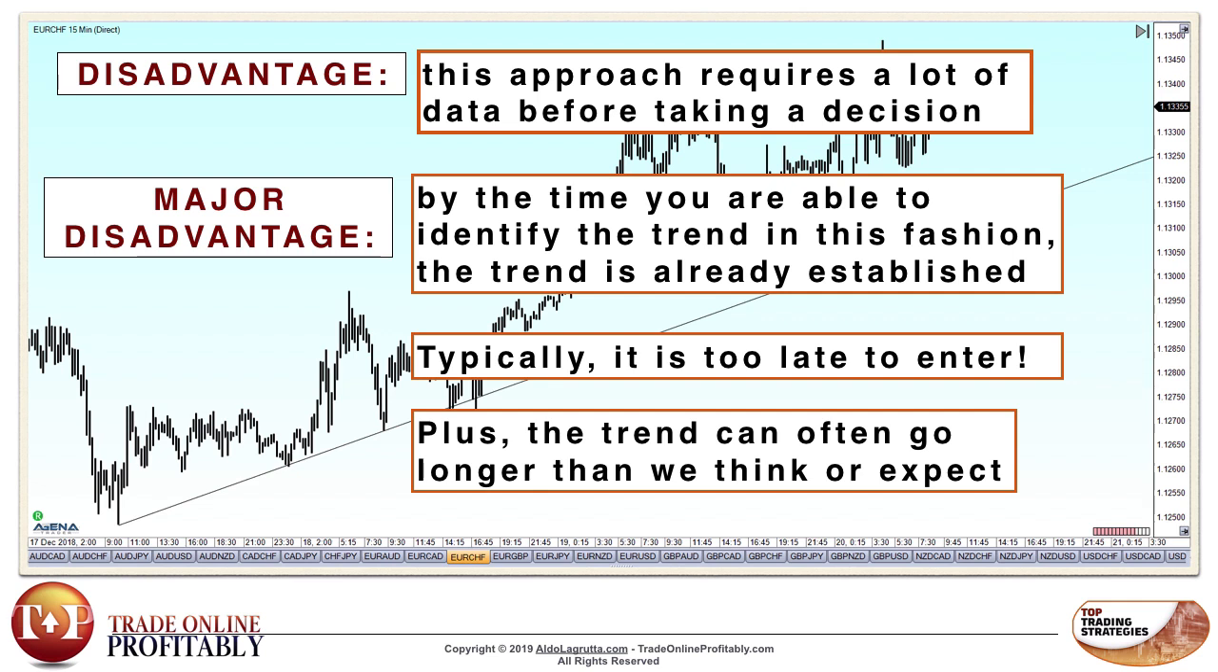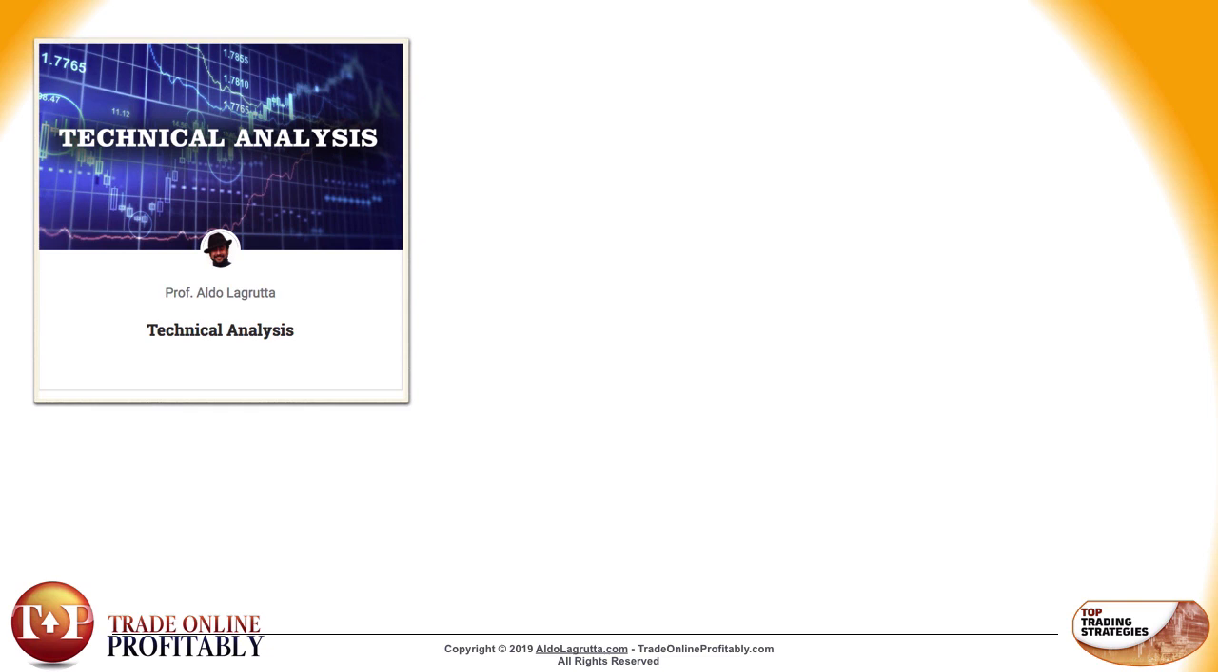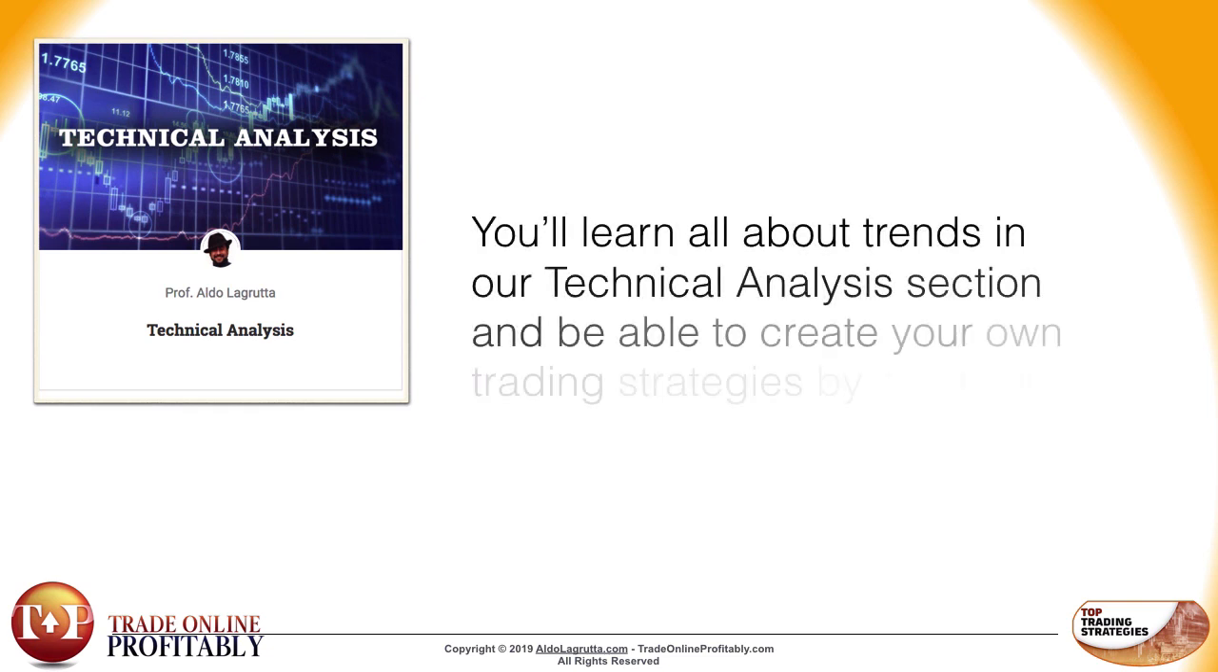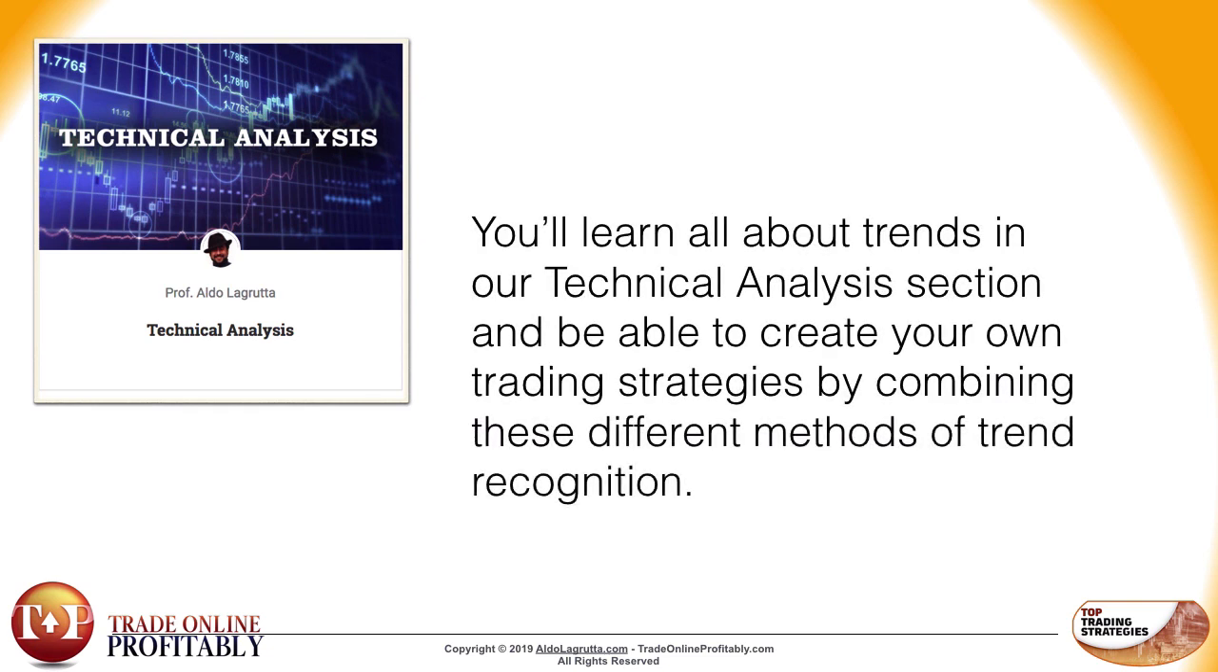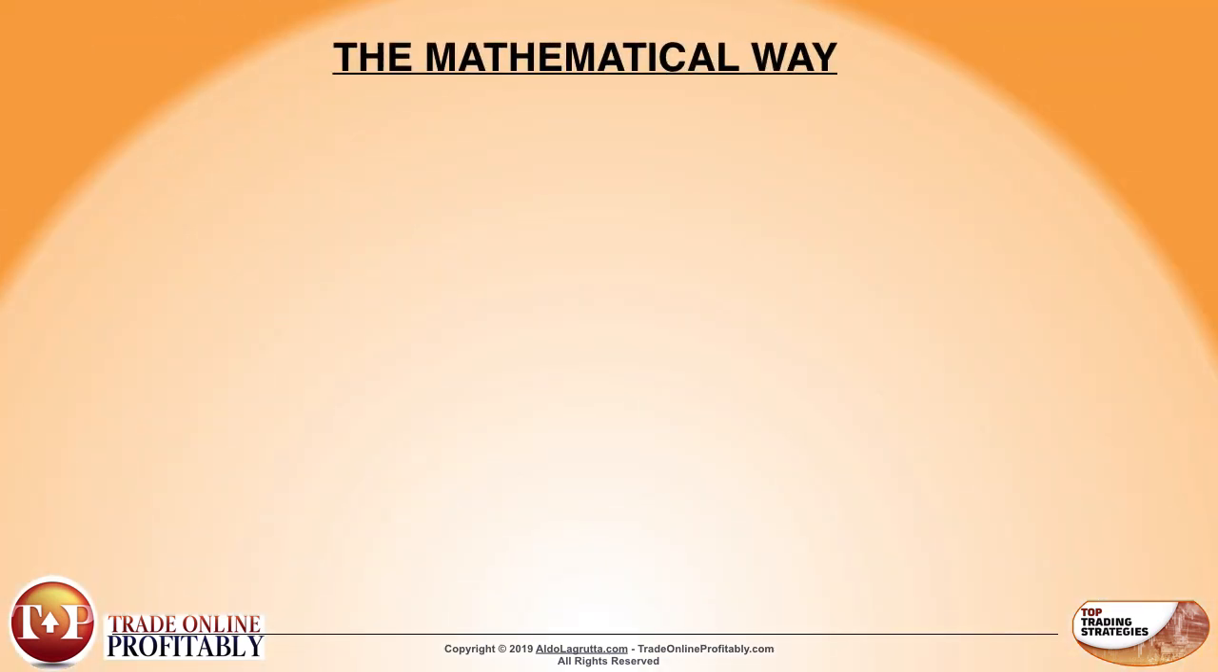Yet, for the purpose of our top strategy, we prefer the use of an even simpler way to identify the trend. We call it the mathematical way. Throughout our entire program, you'll be able to learn all about trends in our technical analysis section. That way, you'll be able to create your own trading strategies by combining some of the different methods of trend recognition that you're going to learn. But for now, let's explore the mathematical way to identify the trend. It's fast, easy, and effective.